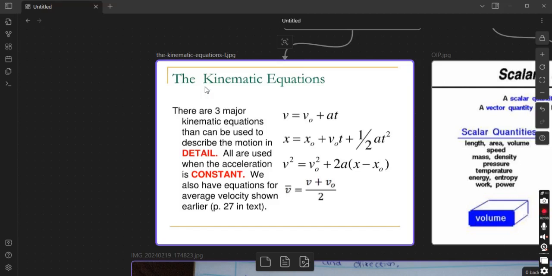Okay, we also have the final equation, which can also be derived from the above equations. We say that average velocity is equal to v initial plus v naught all over 2, or you can say that average velocity is equal to 1 over 2 times v plus v naught.